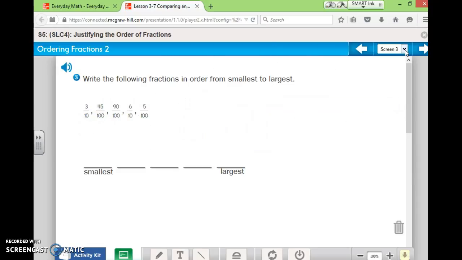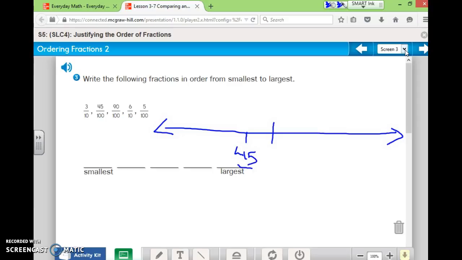So now this one's a little bit trickier because we don't have common denominators. But I'm going to think again about that halfway point. And some of these, I can just know where they're probably going to go right away. I know that 45 hundredths is pretty close to a half, so I can put that one right here. I know that 91 hundredths is almost close to the whole, so that one's probably going to go right there.